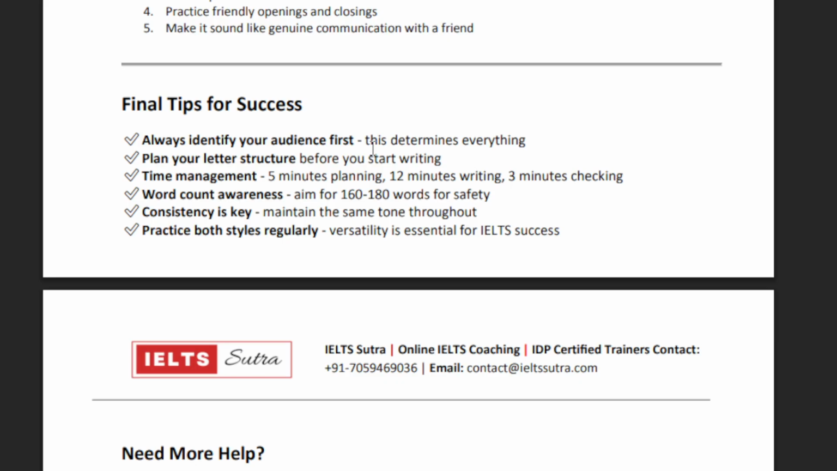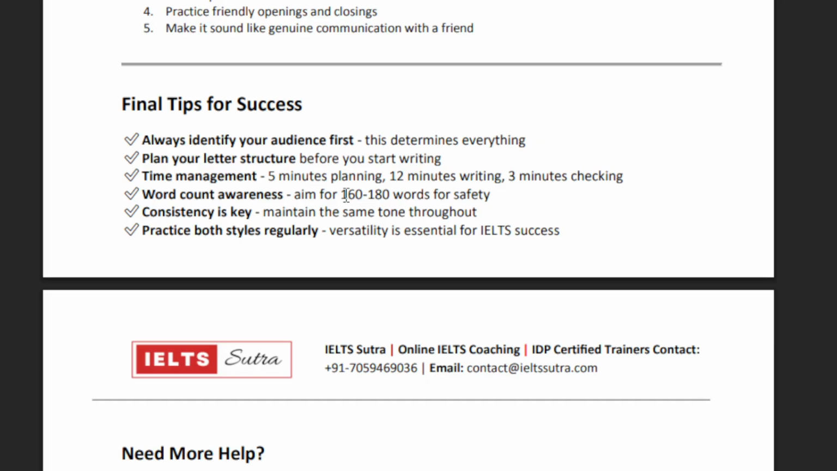So the final tips are: always identify your audience first. Who you are writing the letter to will help you understand the tone. Plan your letter structure. Time management is very important. 5 minutes should go to the planning part, 12 minutes to the writing part, and 3 minutes for checking. Word count should be between 160 to 180. Although the minimum word count is 150, I would suggest you try to write 160 at least.